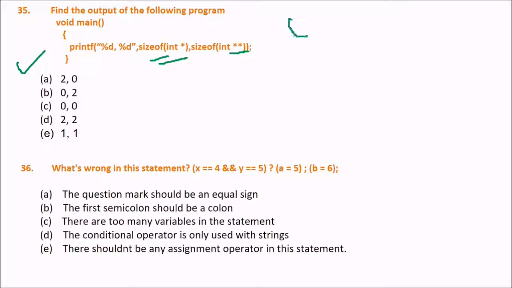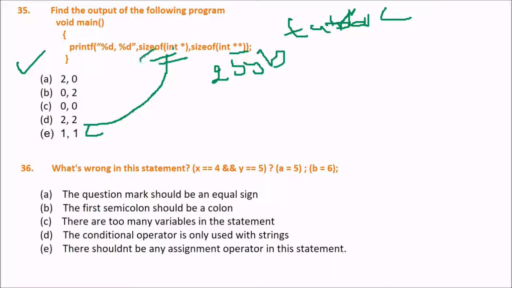If you consider Turbo C, then tell me, the compiler is Turbo C. So the answer would be D. Why? Because any type of pointer, the basic is integer. So any type of pointer will be allocated 2 bytes of memory. So for this also 2, for this also 2. The answer will be D.